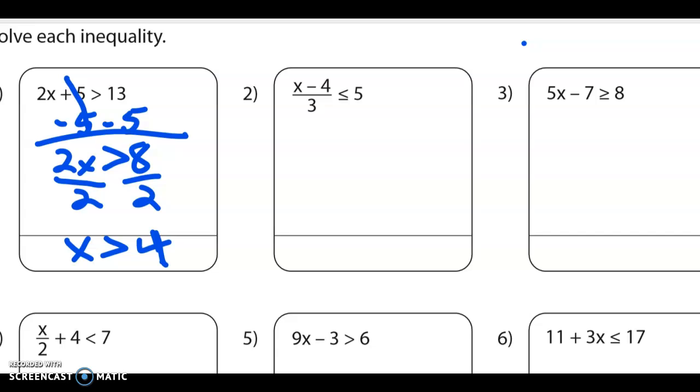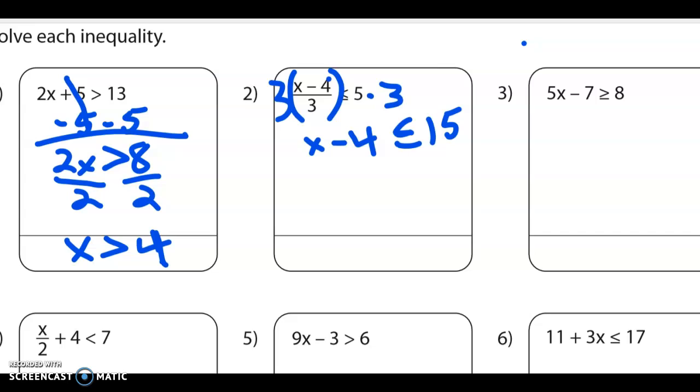Number 2, we have x minus 4 divided by 3 is less than or equal to 5. So what that means is any number that we plug in for x when we do the math has to come out to something that is less than or equal to 5. So because we have division, the first thing we're going to do is multiply by 3. So we're left with x minus 4 less than or equal to, and then 5 times 3 is 15.